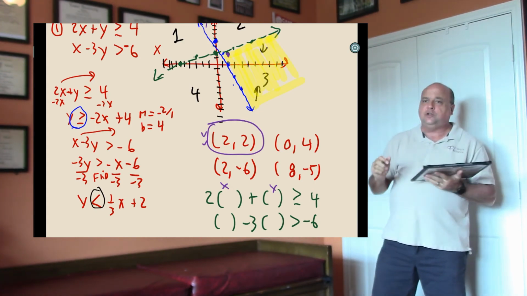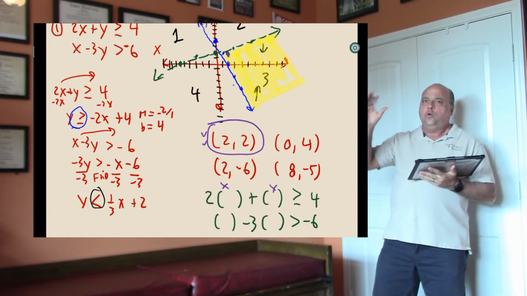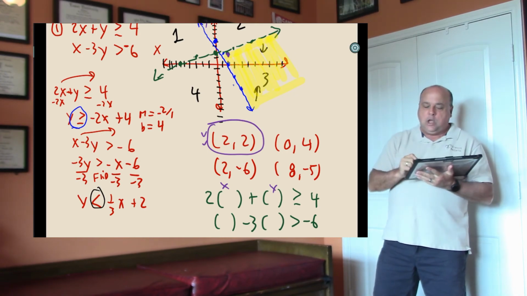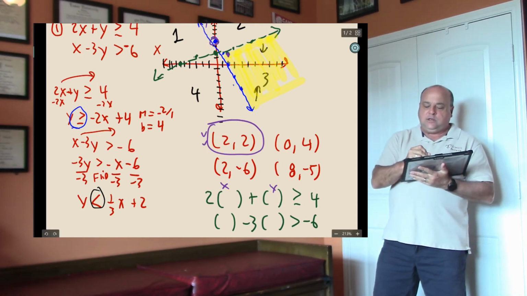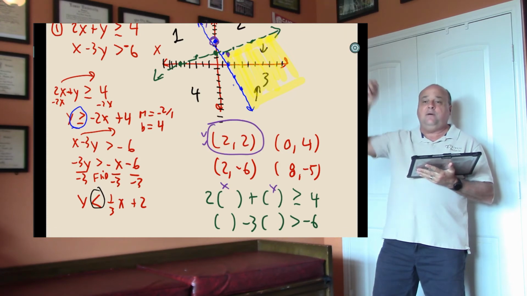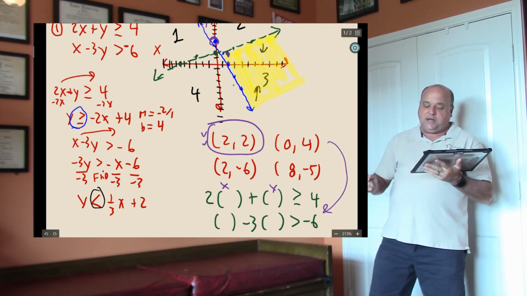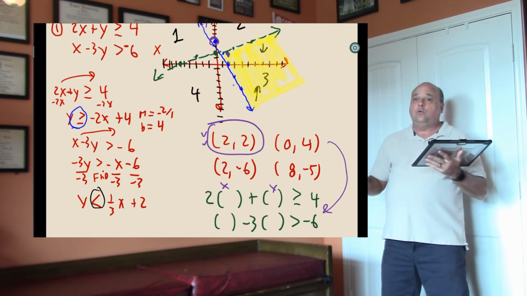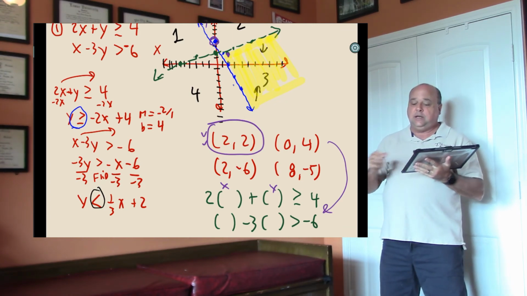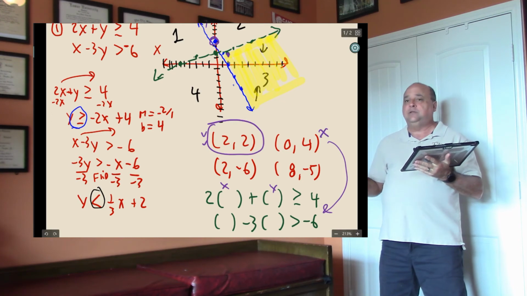That's basically what you're trying to find out in here. Which ordered pairs make both of them true? What about 0, 4? 0, 4 is right here. That is above the green line, isn't it? So if I were to put 0, 4 into that equation, I would have negative 12 greater than negative 6, and that is false, isn't it? So this one does not work, does it?